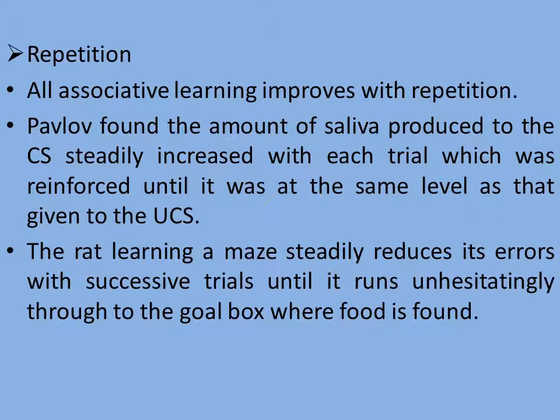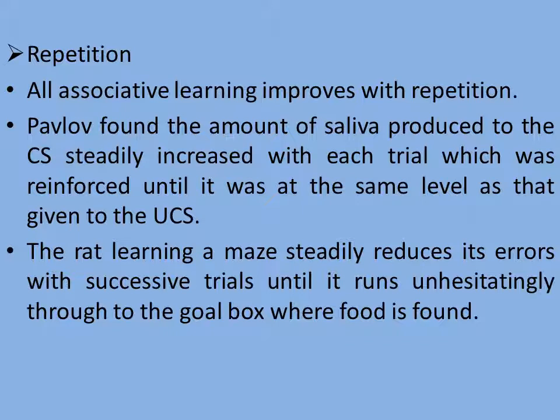The second characteristic feature is repetition. All associative learning improves with repetition. If once you get the reward, and after many repetitions you don't get the reward, then that behavior won't be shown, because after 10 or 15 times of repetition you don't get the reward. So it improves with repetition, meaning the repetition is there and the reward or the reinforcement is also provided within the same fraction of a second, that is, contiguity is also there.